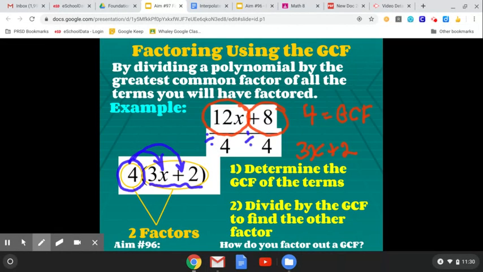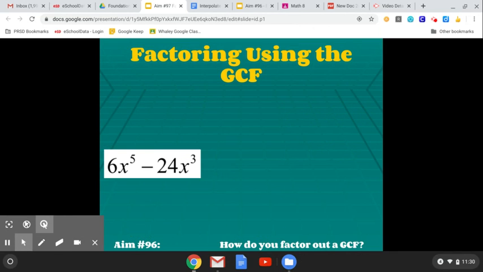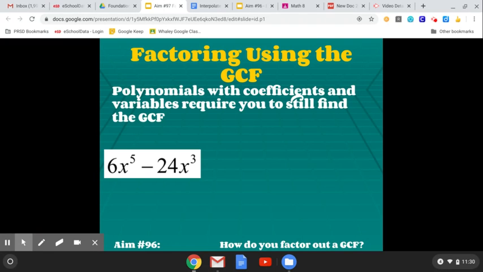Let's take a look at another one. Now, in this next one, they're both going to have variables, so we're going to see how we deal with that. Okay, so here's our example. Our example is 6x to the fifth minus 24x to the third.